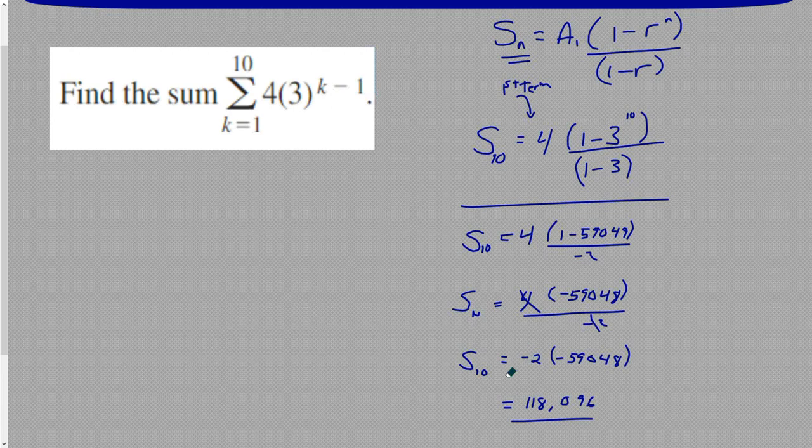I think I misspoke a second ago when I said this is the 10th term. This is not the 10th term. If I wanted the 10th term, I would just plug 10 in for this right there. If I plugged 10 in for that, we'd find the 10th term. This is the sum of the first 10 terms.